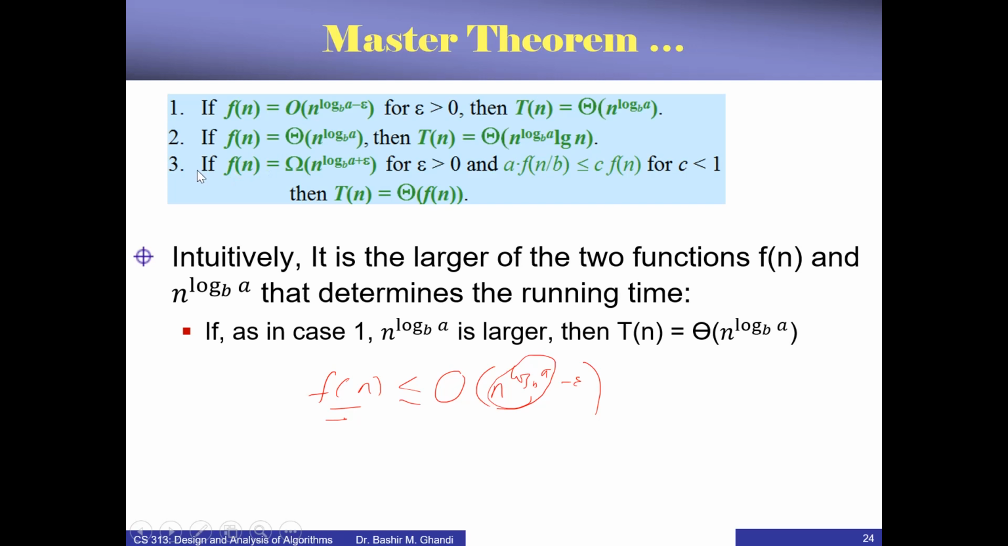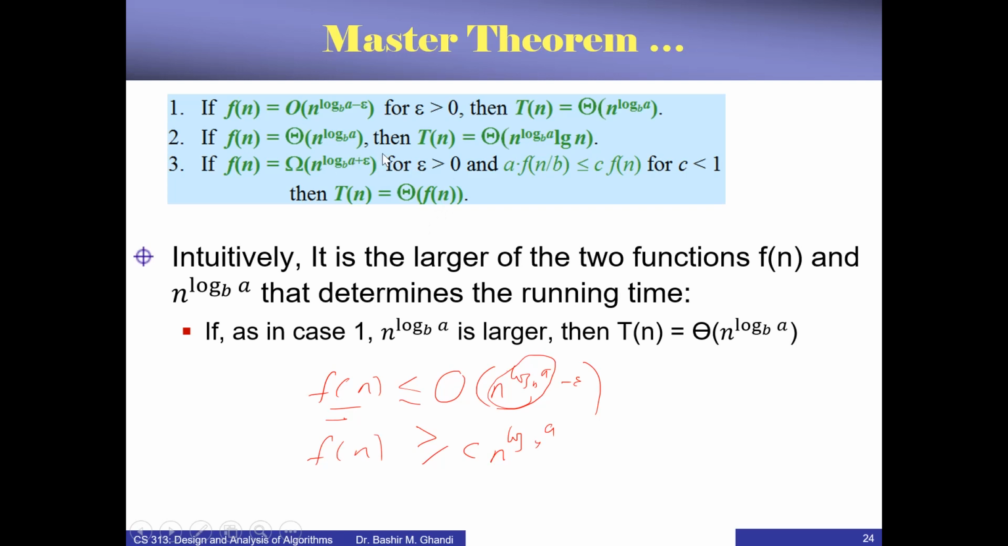On the other hand, if it is the f(n) that is greater, because remember big omega means f(n) is greater or equal to some constant multiple of the g(n), which is in this case n to power log of a to base b. So if f(n) is the greater one, then it is going to be the result, and the running time T(n) is going to be theta of the f(n).